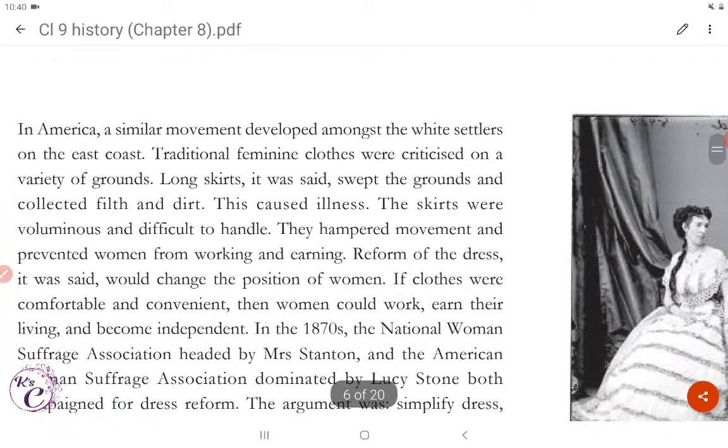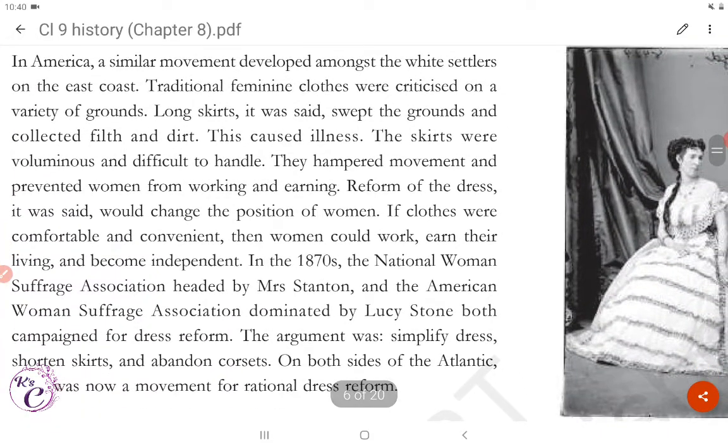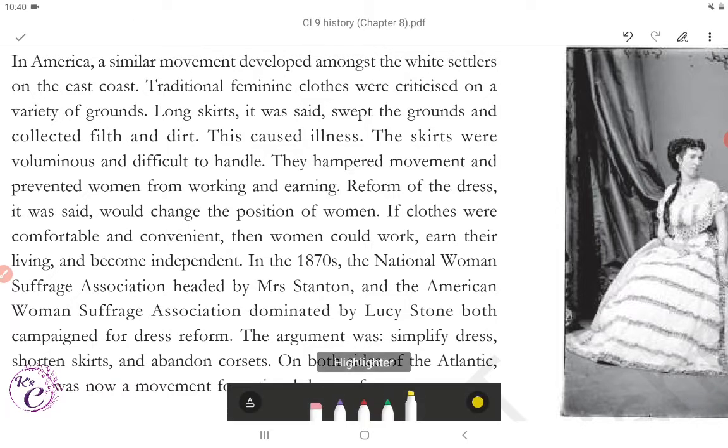In America, a similar movement developed amongst the white settlers on the East Coast. Traditional feminine clothes were criticized on a variety of grounds. Long skirts. It was said that long skirts swept the floors and collected filth and dirt. This caused illness. The skirts were voluminous and difficult to handle. They hampered movement and prevented women from working and earning.